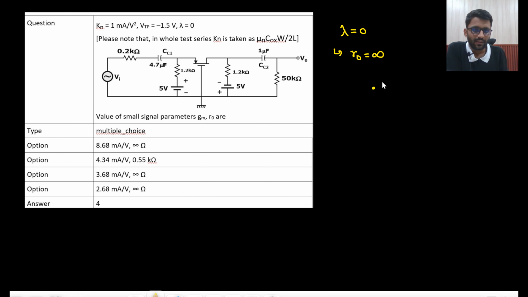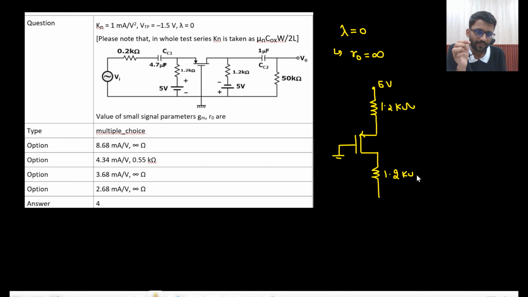So for that, let's see this circuit. This capacitor will be open circuited. This capacitor will also be open circuited. Both capacitors will be open circuited. So how will the circuit look? This is the 5 volt. Then there is 1.2 kilo ohm. Then there is this MOS. Gate is grounded. Then across the source there is this 1.2 kilo ohm, and then there is minus 5 volt. Although drawing this was not necessary, I have drawn it just to explain so that you might see it better.